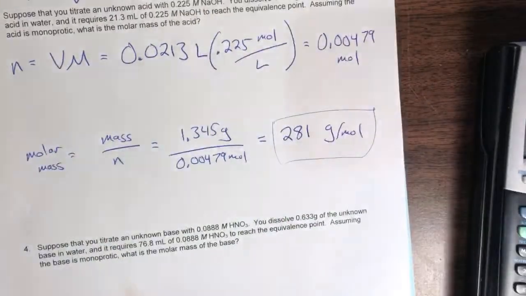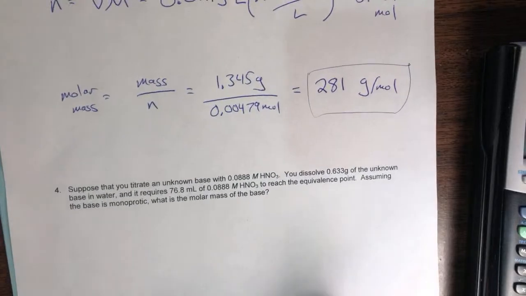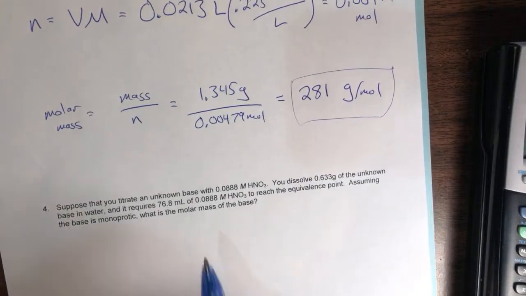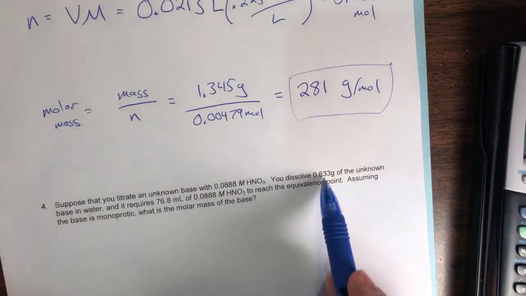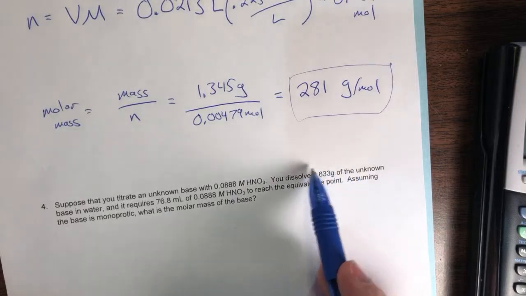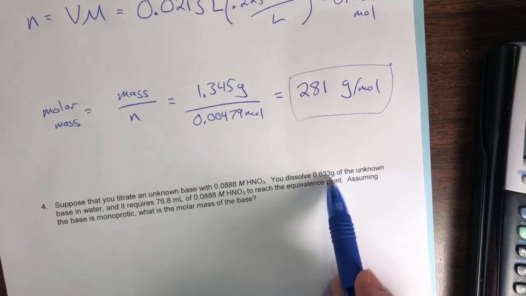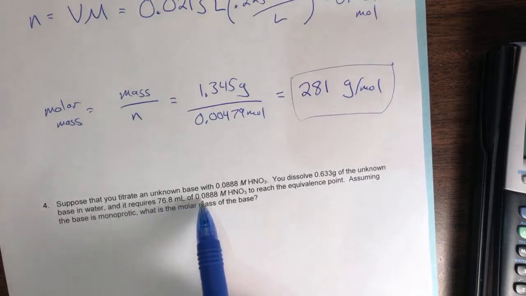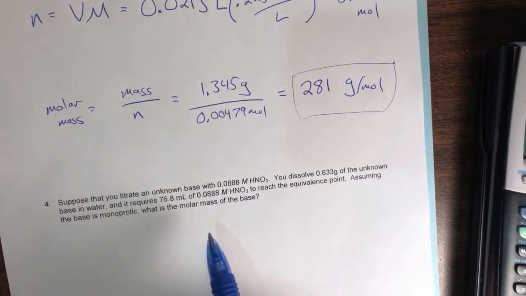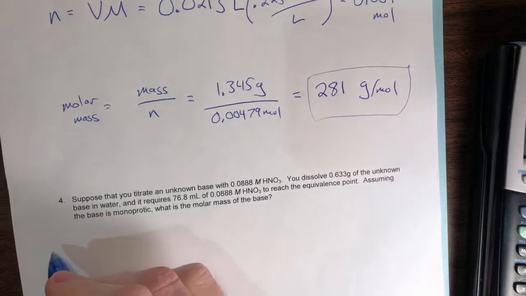All right, number 4. Suppose you titrate an unknown base this time with a certain amount of acid. This is nitric acid, and you're going to dissolve 0.633 grams. We're going to take this number and use it at the end, and it's going to require 76.8 milliliters of this. And what we're going to do first of all is calculate N once again.